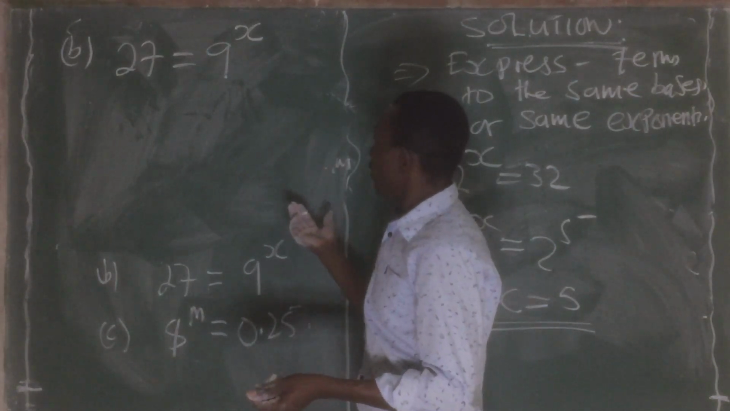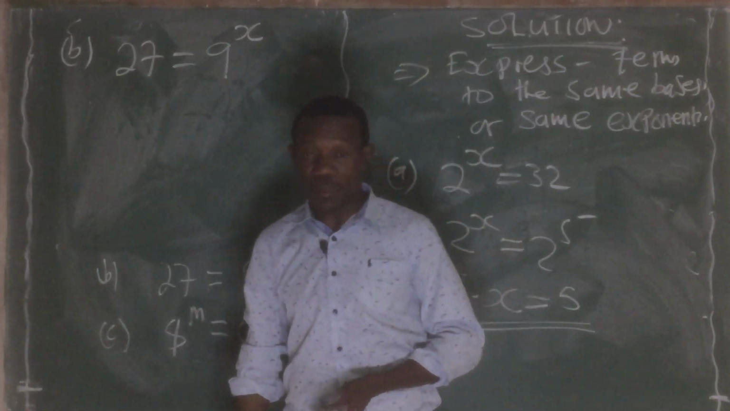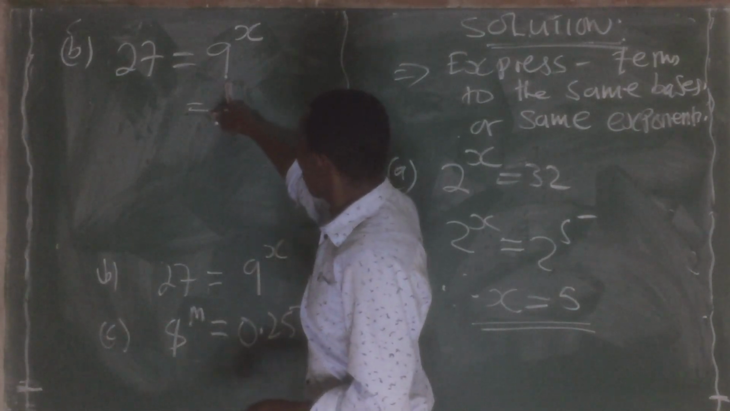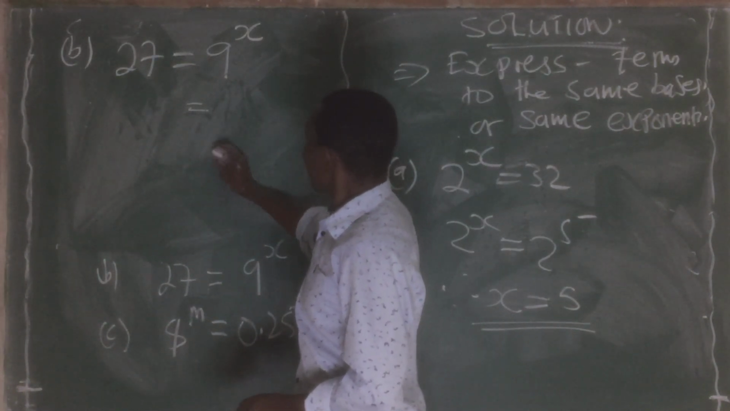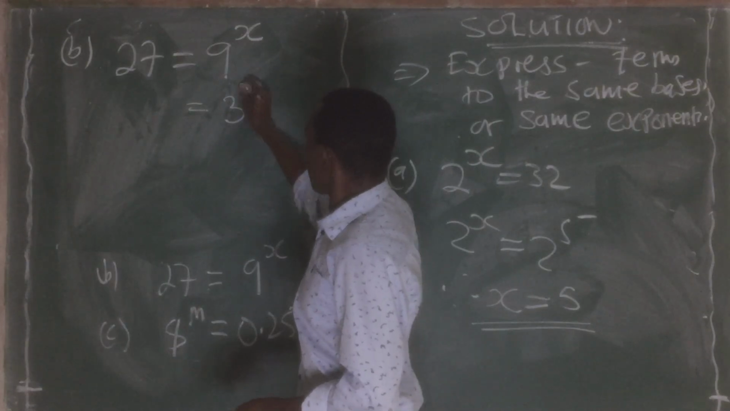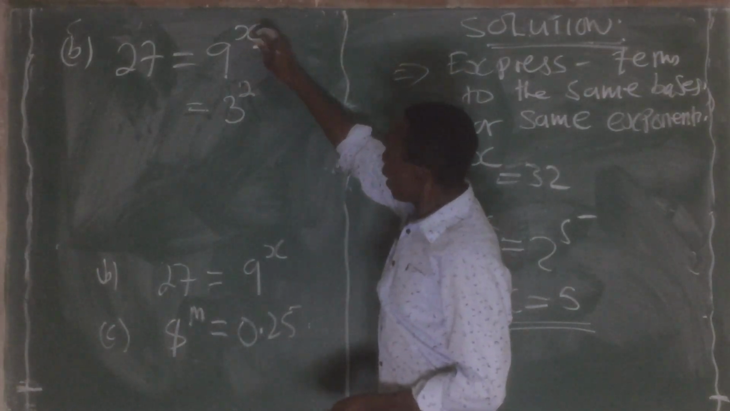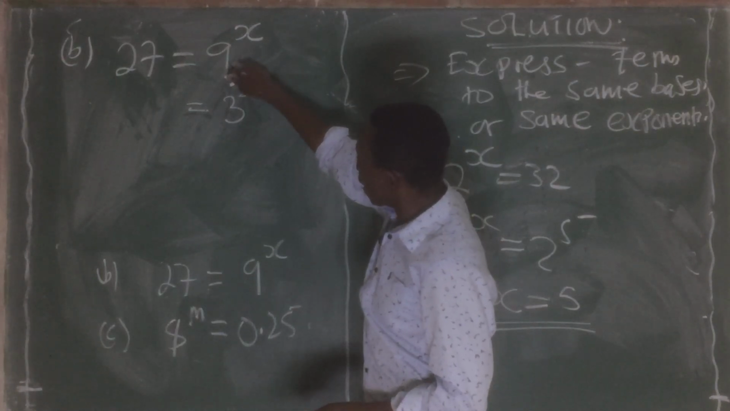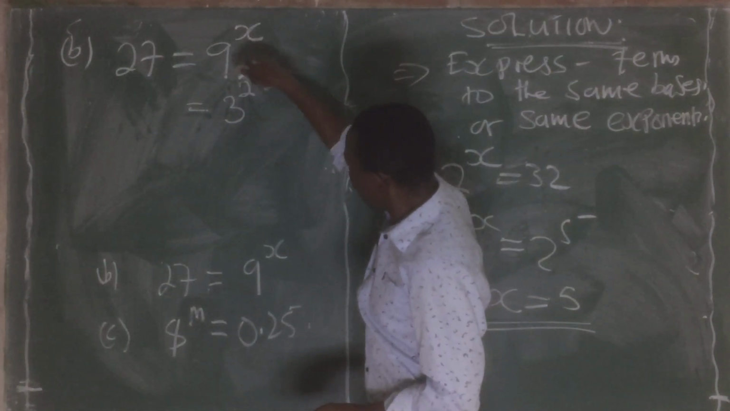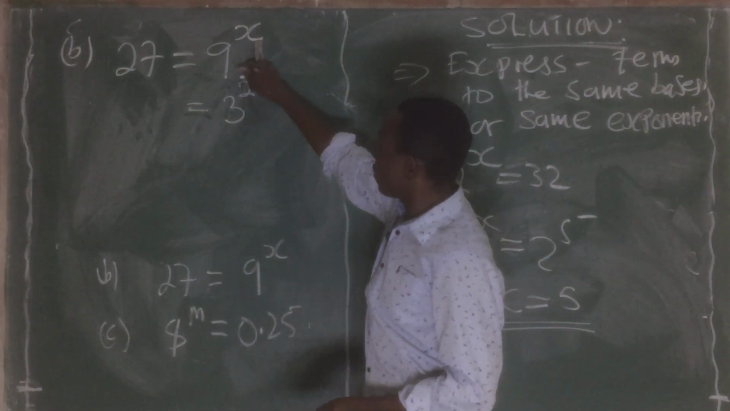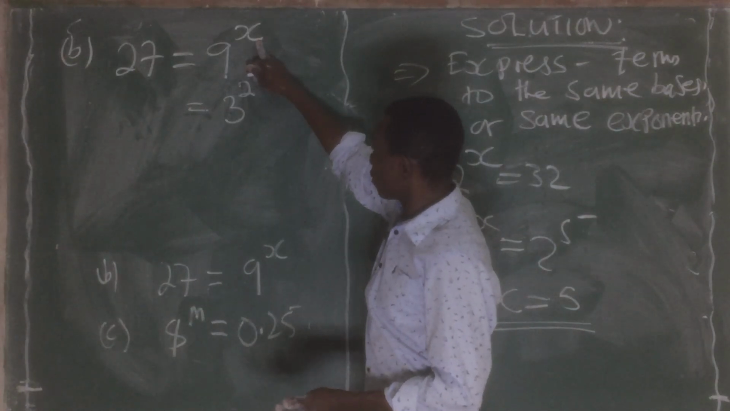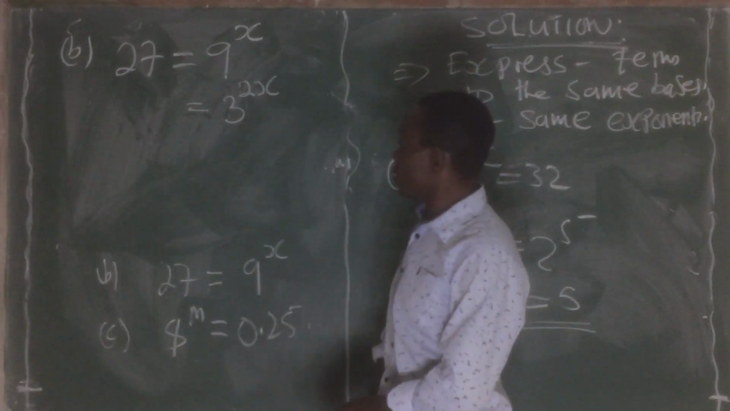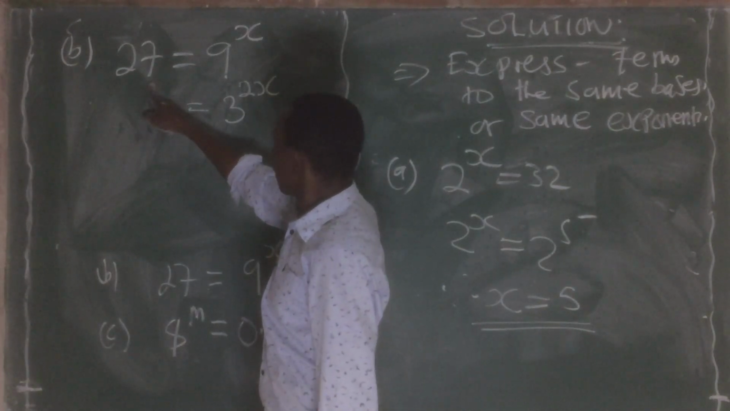So here you may decide to use base 3. Look at this: 9 can be expressed to base 3. You change the base, which means now 3 to the power 2. Since there's already an exponent up here, which is the power, and we have expressed the 9 to the power 2, it means this new exponent has to multiply by what? The existing exponent. So you have a 2 here times x, you get what? 2x.